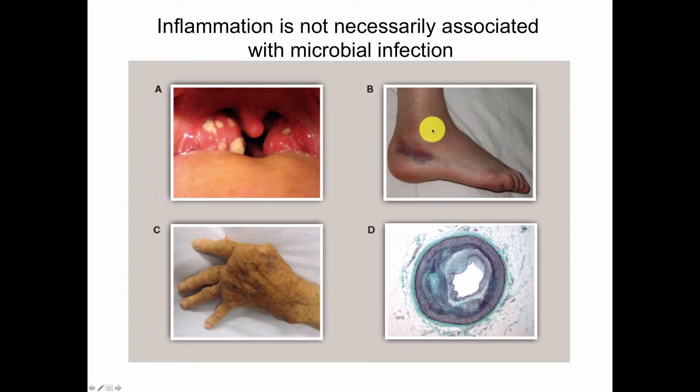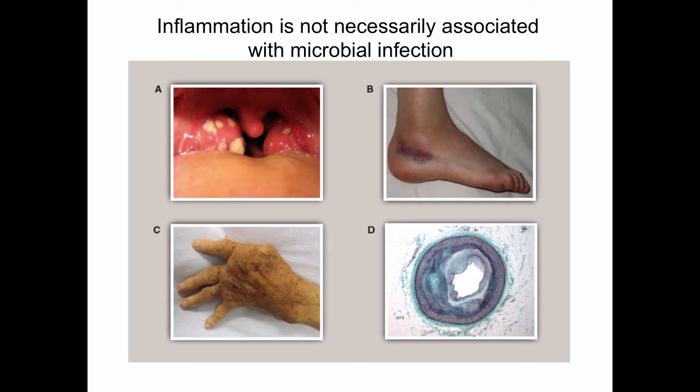So in panel B here, we have inflammation associated with a broken ankle or a sprained ankle, where the skin is intact, but yet we still have kind of a raised red inflammatory lesion. Also, there are autoimmune diseases. So, for example, in panel C, rheumatoid arthritis also initiates an inflammatory response that's not clearly associated with microbial infection. Panel D is a picture of an artery that has an atherosclerotic plaque lesion that also is associated with an inflammatory response, and also not typically associated with a microbial infection.